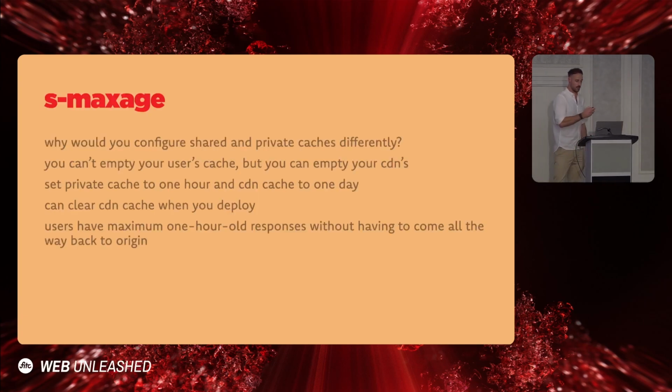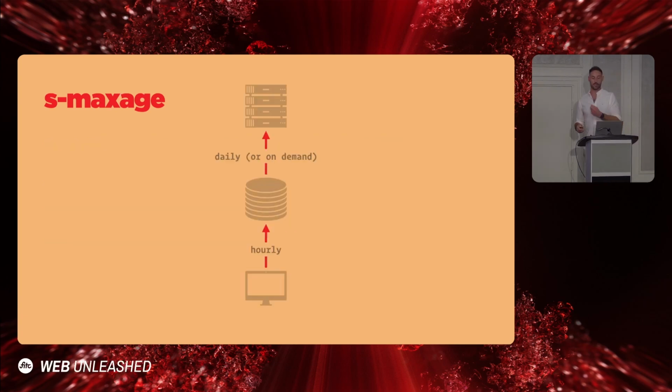So what you could do is you could configure your user's cache to store something for an hour, and the CDN to store something for a day, because you can flush your CDN cache. So what you might say is that the oldest content a user will ever have is an hour, the oldest content the CDN will have is an hour, or we flush it on every deploy. This also serves to shield origin.